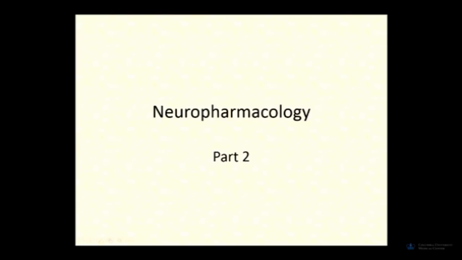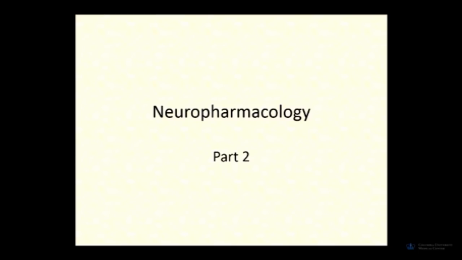So last time we started the neuropharmacology section and we talked about the cholinergic drugs, the muscarinic agonists and muscarinic antagonists. Today we're going to talk about a couple of other cholinergic drugs, and then we're going to talk about the adrenergic drugs.